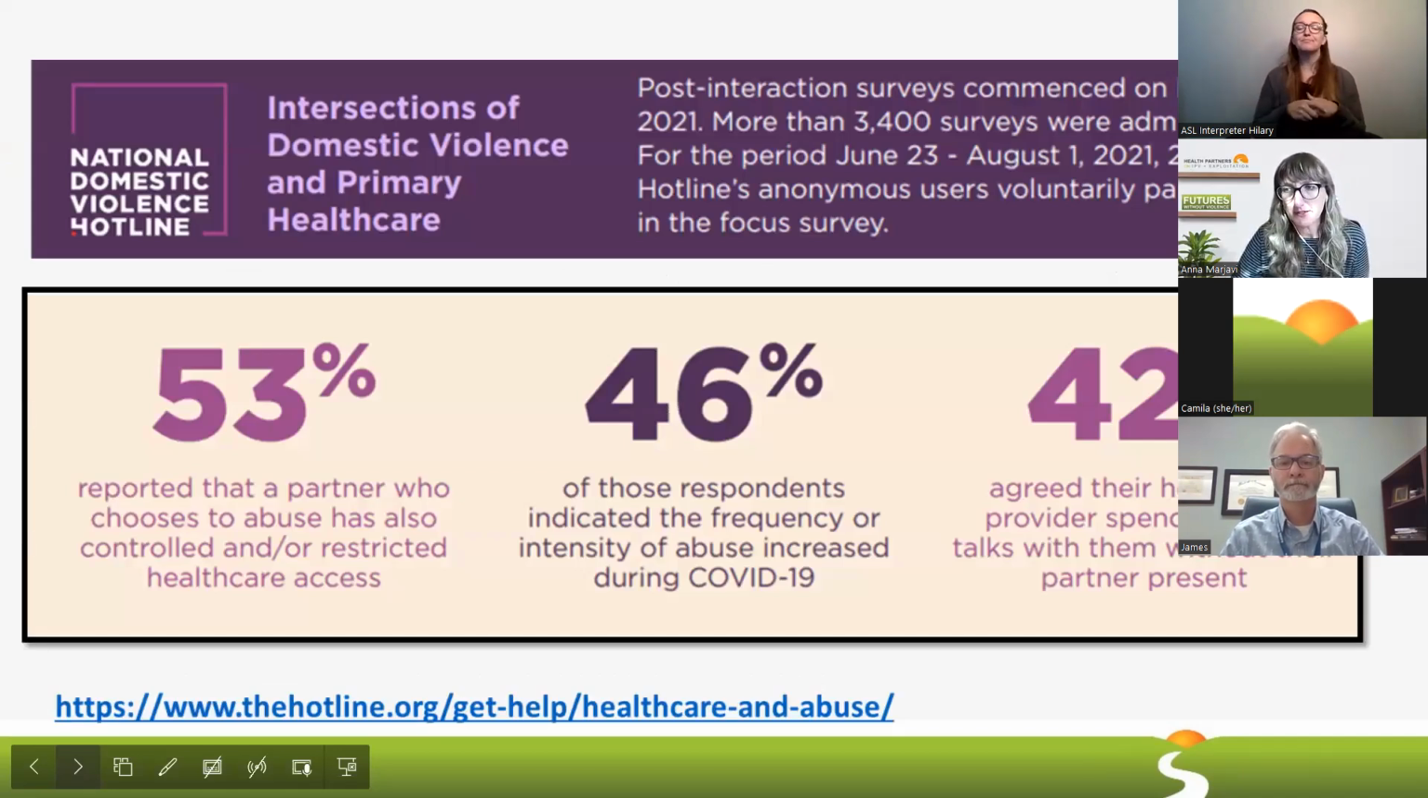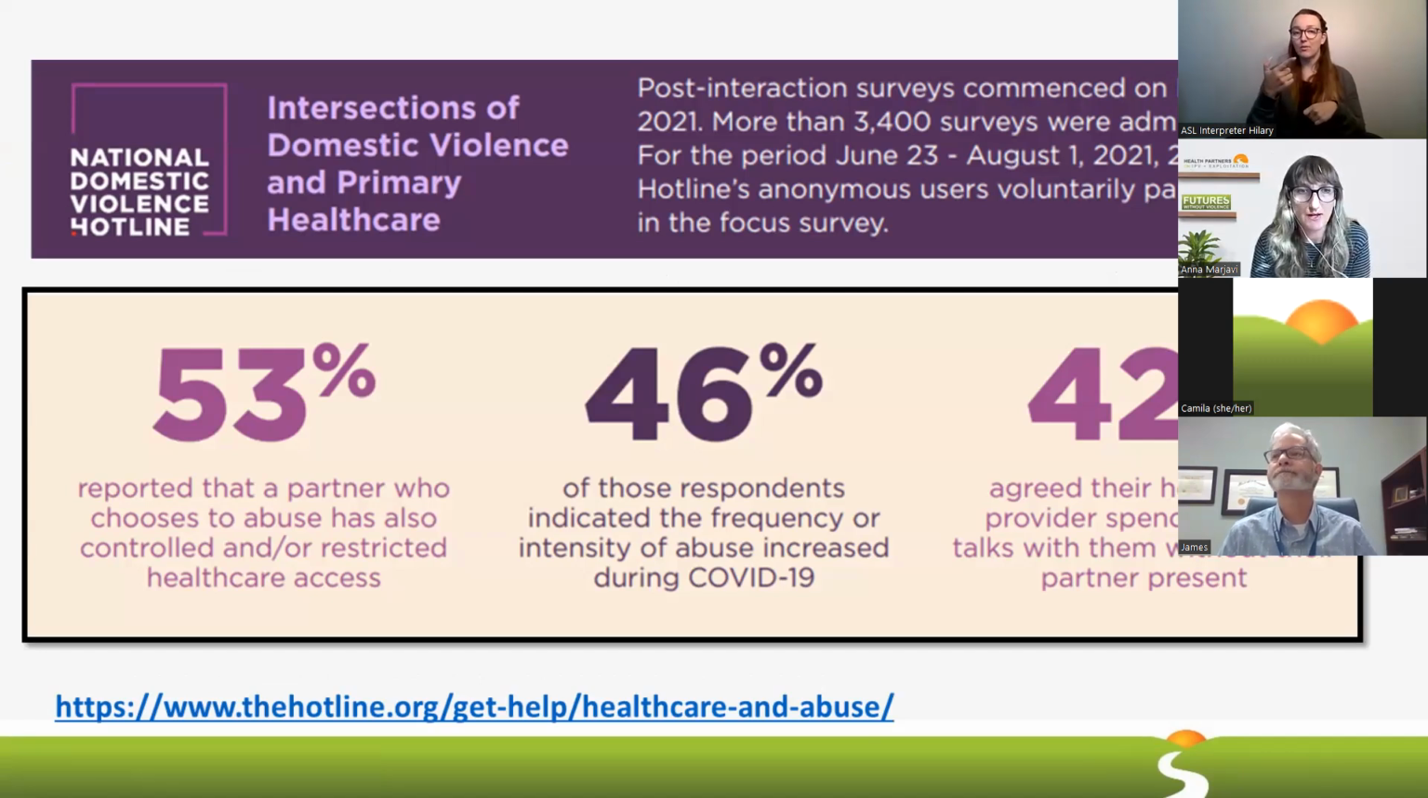So I want to start here with this study conducted by the National Hotline on Domestic Violence in June and July of 2021 with 3,400 surveys that were administered to callers of the hotline. It found that more than half of survivors who called into the hotline at that period reported that a partner controlled or restricted their access to healthcare. This is an important takeaway for health centers that are looking to reach folks most underserved.